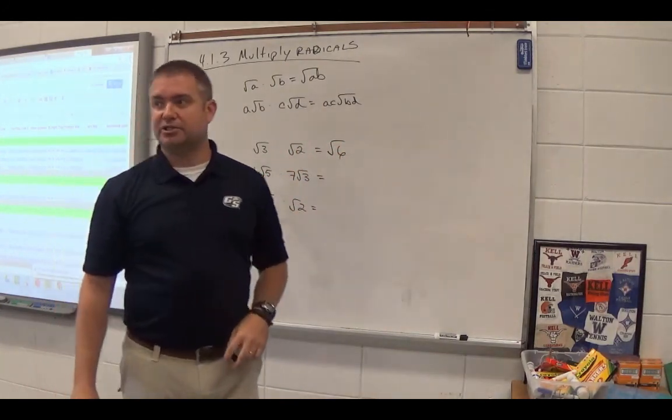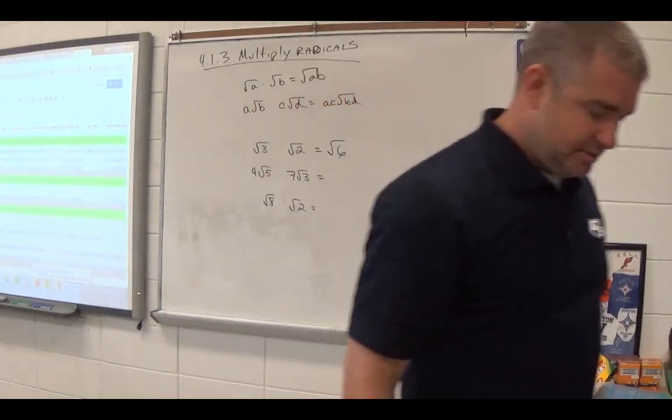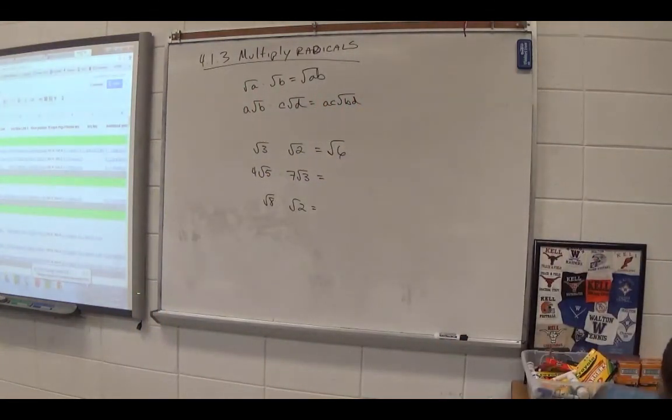Now, let me touch on something that we talked about yesterday. Yesterday, when adding and subtracting radicals, they had to be alike. Right? They had to be the same. The object of the radical had to be the same. Are root 3 and root 2 like radicals? No, they're not. Were we able to multiply? Yes, write that down. You can multiply unlike radicals.